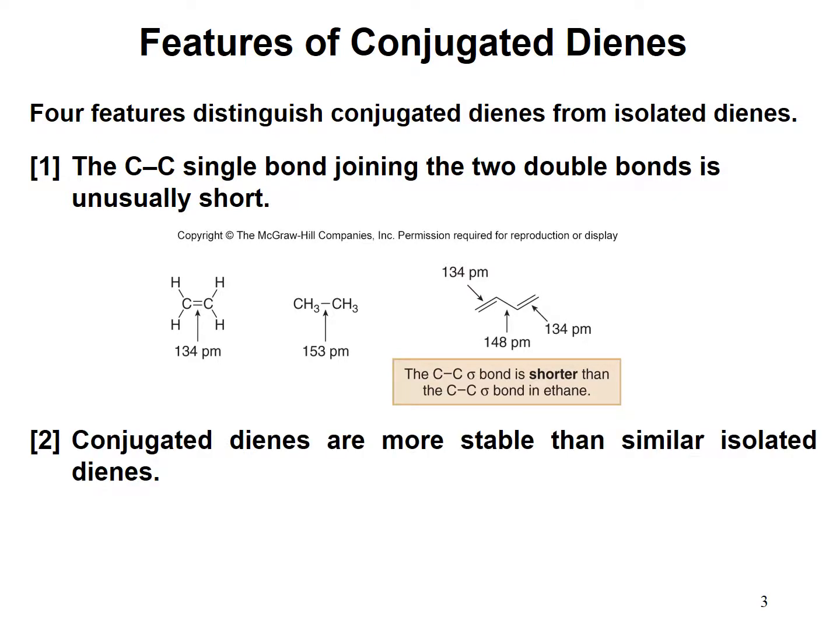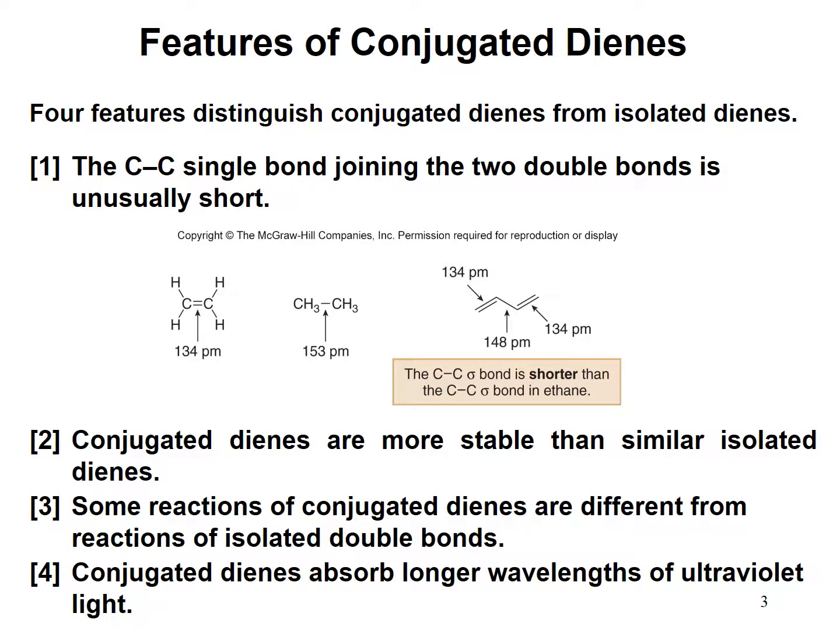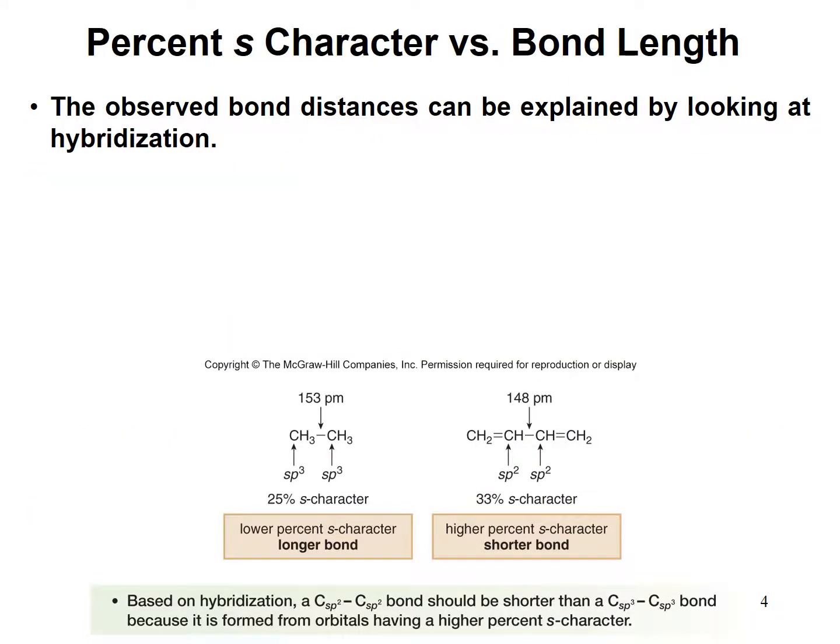Conjugated dienes are more stable than similar isolated dienes. Some reactions of conjugated dienes are different from reactions of isolated double bonds. And conjugated dienes absorb longer wavelengths of ultraviolet light. These are all the common features of conjugated dienes. One of the things that we'll see is the percent S character versus bond length is going to be substantially different for a conjugated system.